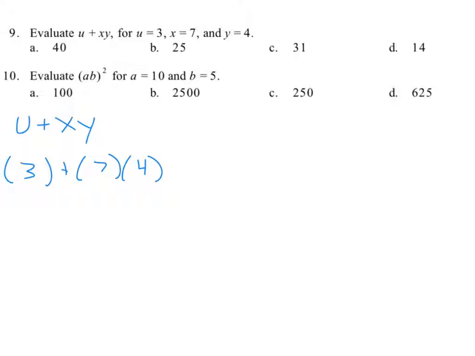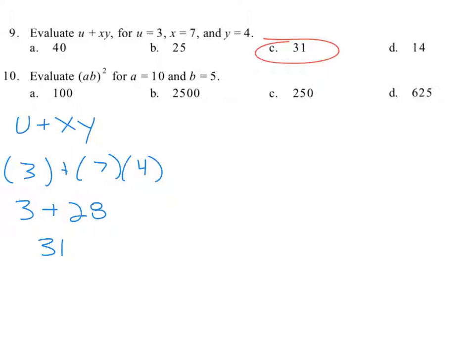If you don't follow order of operations, you'll do 3 plus 7 is 10, then 10 times 4 is 40. And you'll notice that they give you that answer, just in case you were doing it wrong. But you're not going to do it wrong. You know what to do. So we do 3 plus 7 times 4 is 28, and we get 31. That is the right answer.